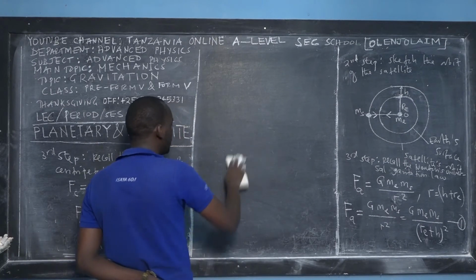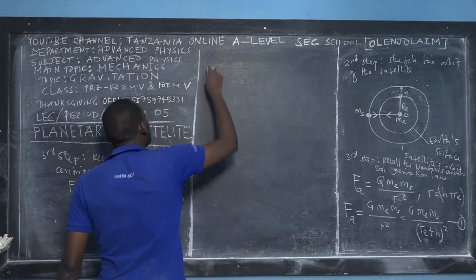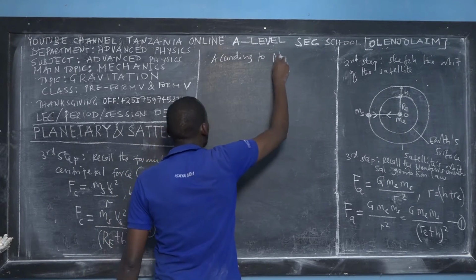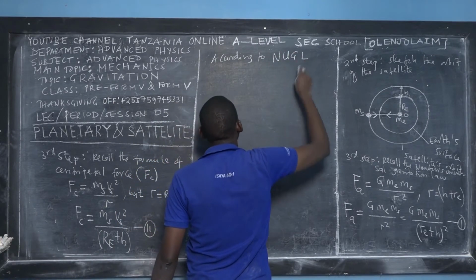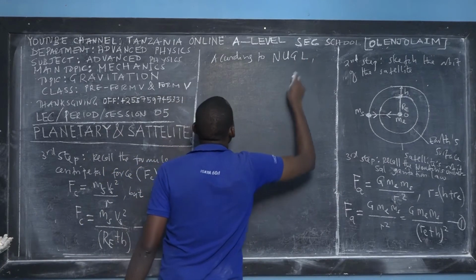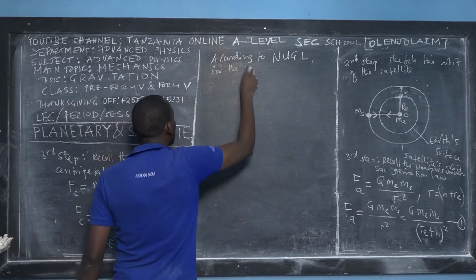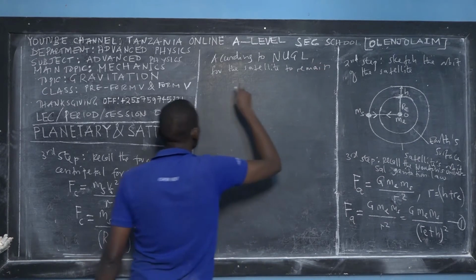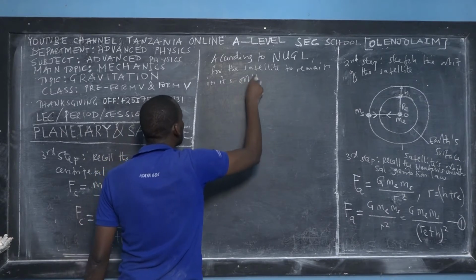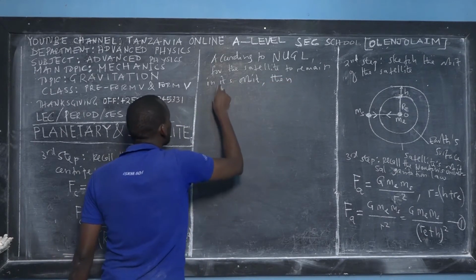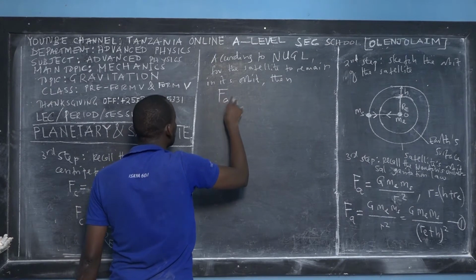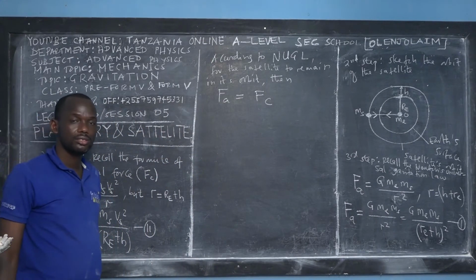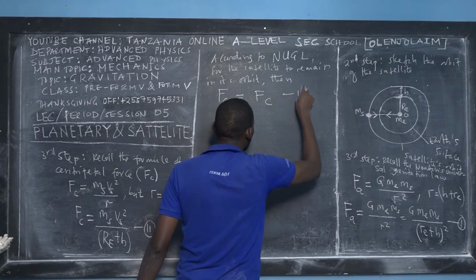Then, according to Newton's universal gravitational law, for the satellite to remain in its orbit, the force of attraction between the satellite and the Earth should be equal to the centripetal force provided by the satellite. Right? So this is the third equation per se.